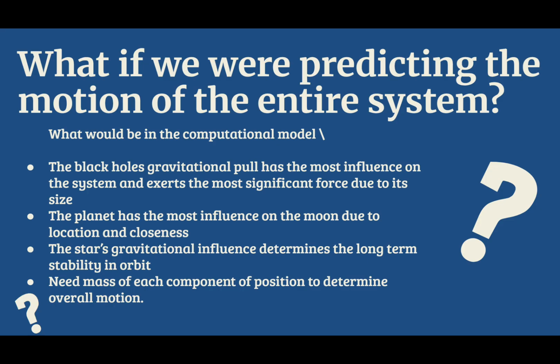What if we were predicting the motion of the entire system? What would be in the computational model? The black hole's gravitational pull has the most influence on the system and exerts the most significant force due to its size. The planet has the most influence on the moon due to its location and closeness. The star's gravitational influence determines the long-term stability in orbit, and therefore we would also need the mass of each component and the position to determine the overall motion.